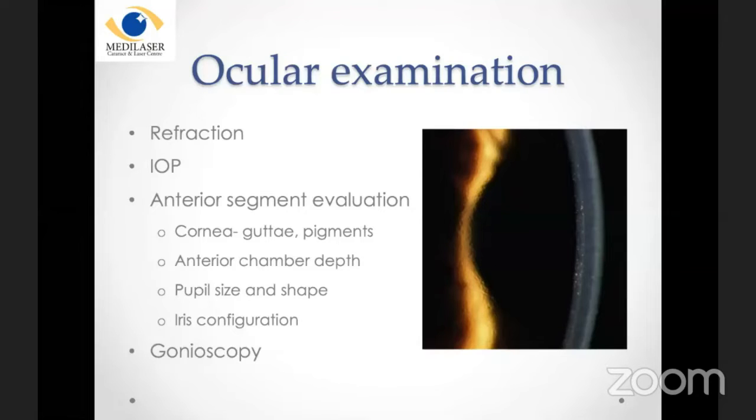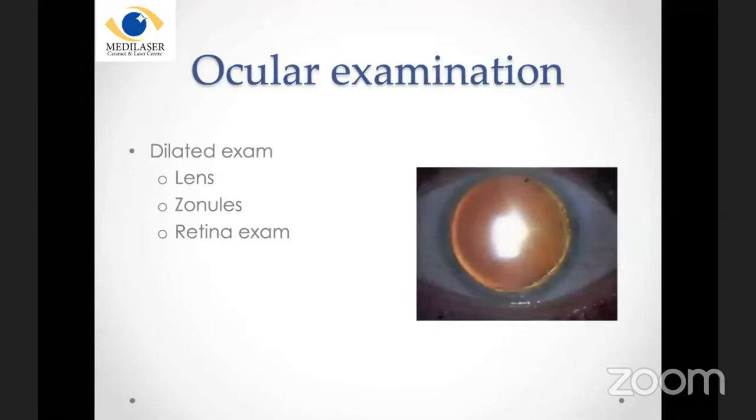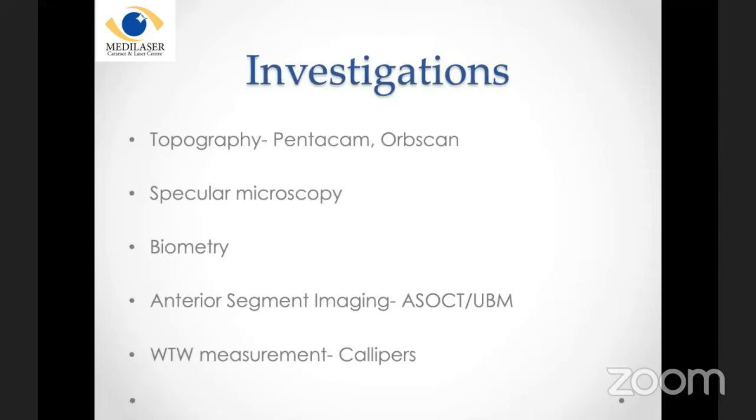and size, and also a dilated examination to ensure that there's no cataract and the zonules are not weak, there's no phacodonesis, so that there's good support to place the phakic IOL, and also a detailed retina examination to look for peripheral retinal lesions in these high myopes.